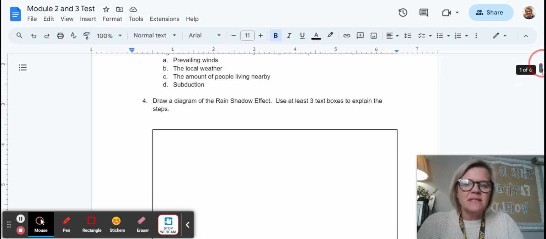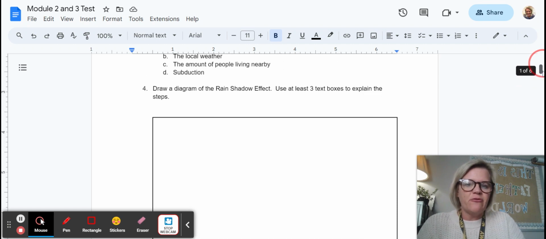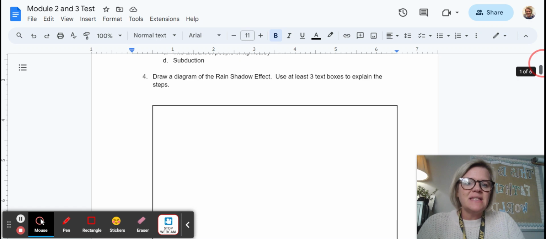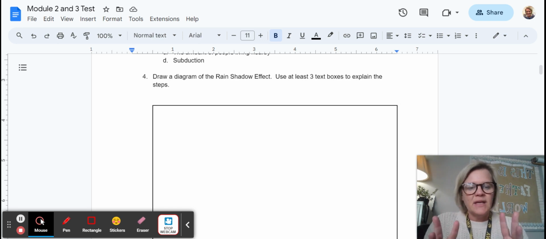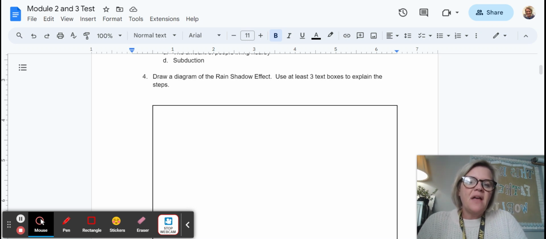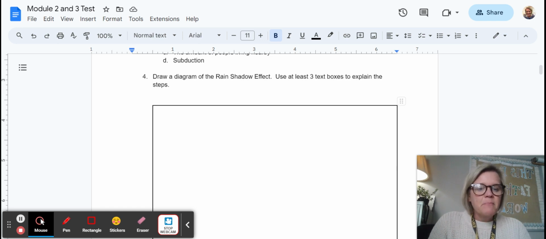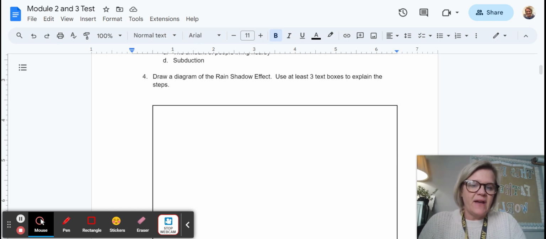As promised, it says draw a diagram of the rain shadow effect. Use at least 3 text boxes to explain the steps. So you're going to start by drawing a beautiful picture in here. Remember, the rain shadow effect always needs at least 3 main elements. So make sure those 3 main elements are in there. And then use 3 text boxes to show what's happening at the beginning, the end, and the middle of the rain shadow effect. Please draw neatly and write neatly in your text boxes.